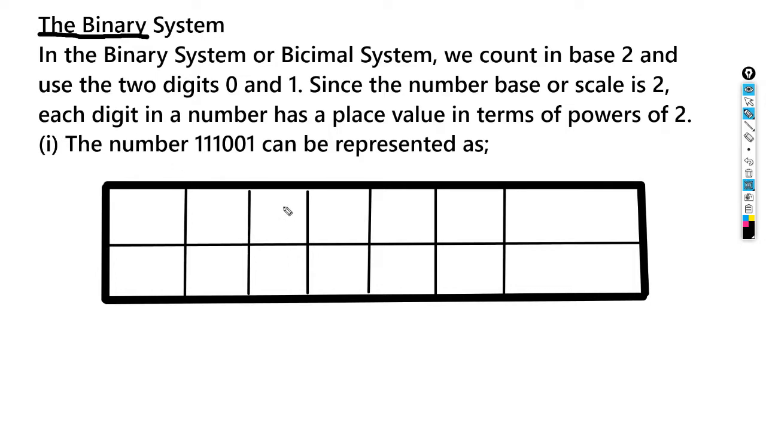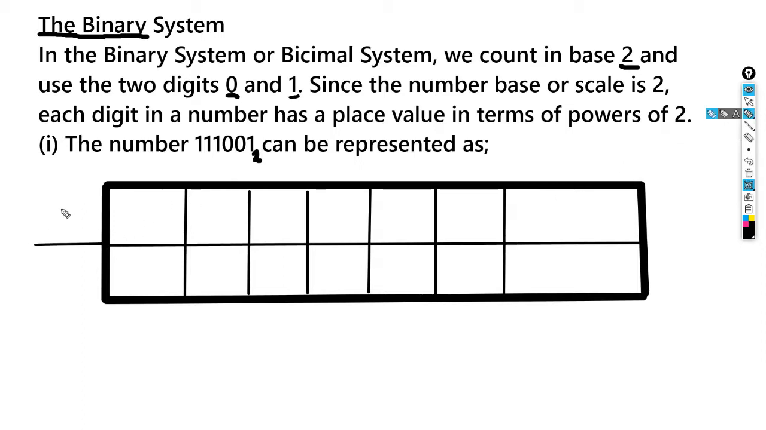In the binary system or decimal system, we count in base 2 and use the two digits 0 and 1. So these are the two numbers that we use, right? Since the number base or scale is 2, each digit in a number has a place value in terms of powers of 2. And the number 111001 to the base 2 can be represented as, all right, what can it be represented as? We're going to write it out. We're going to do it in this case, okay?